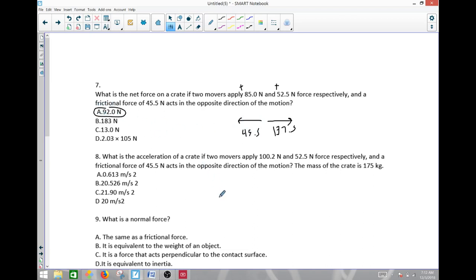For the acceleration of a crate, now this number had to be altered from our original, so make sure that's what you have for yours. So we have a new net force. We have 100.2 going this way, plus the 52.5, and I get 152.7.